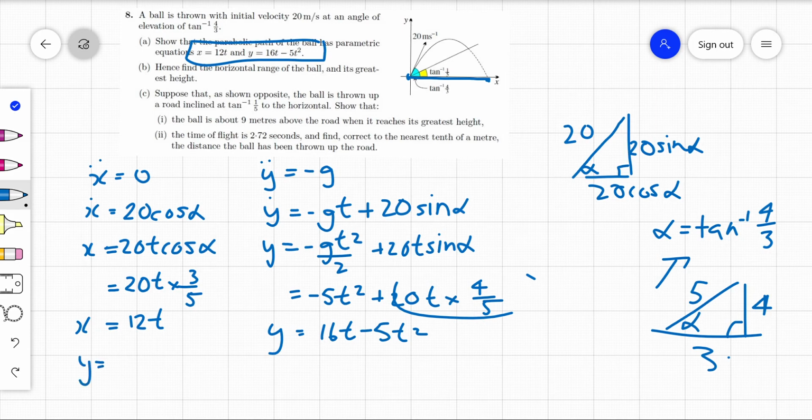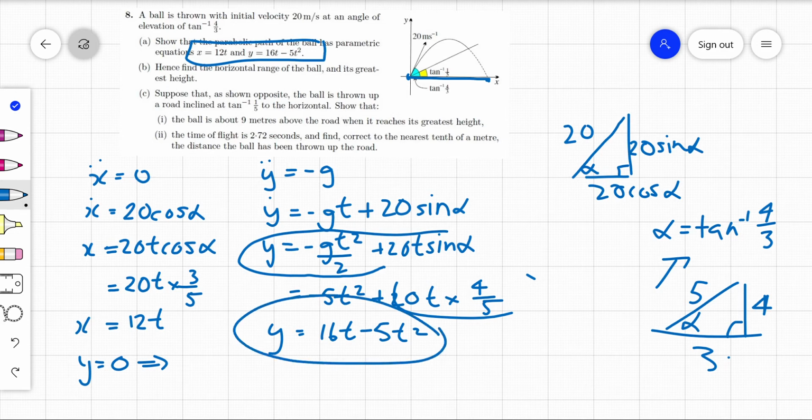All right, so when y equals 0, let's sub that into the y equation, which is down here. Okay, so putting 0 in there, we get 16t minus 5t squared. So you can see that at time 0, of course, the height will be 0, but also at time 16 on 5, it will be 0, that's at that point there.